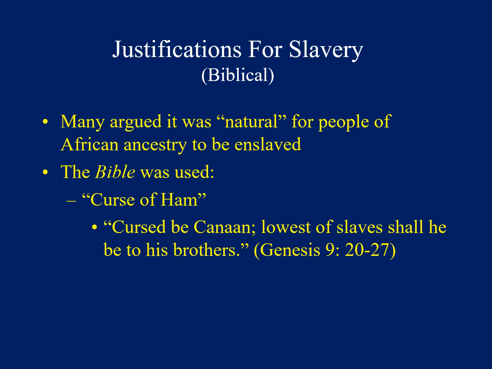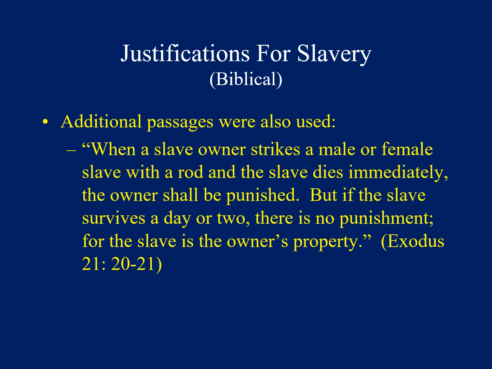The Bible was even used to justify slavery, and one of these was included in a passage often referred to as the curse of Ham, where Noah cursed the children of Ham, and he said, "Cursed be Canaan, lowest of slaves shall he be to his brothers," basically saying that people of African ancestry must be the descendants of Canaan. This passage is found in Genesis chapter 9, beginning with verse 20. Additional passages also were used.